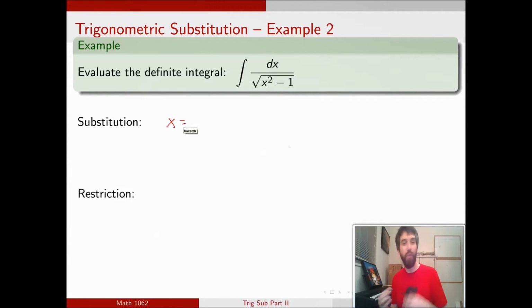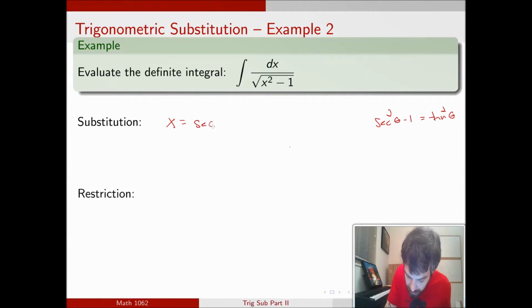Well, I can go through my list of canonical Pythagorean identities. If tan squared plus 1 is secant squared, then manipulating it around, secant squared of theta minus 1 is going to be equal to tan squared of theta. And the reason I'm writing this down is I have something which looks like x squared minus 1. So if I set x equal to secant of theta, then hopefully this is going to work out. I'll be able to take the bottom thing and say this is the square root of tan squared, and everything's going to work out nicely. So that's why I use this particular substitution.